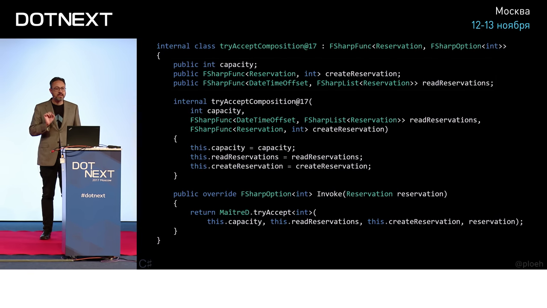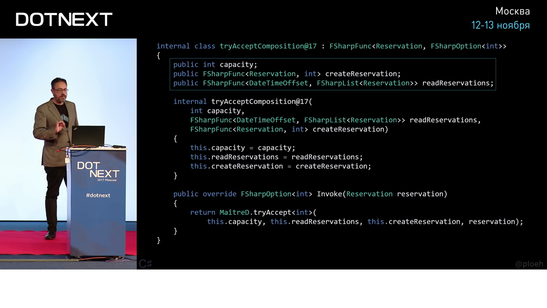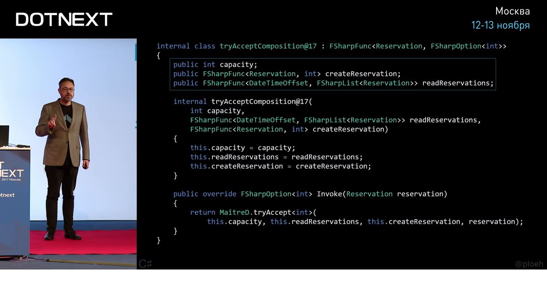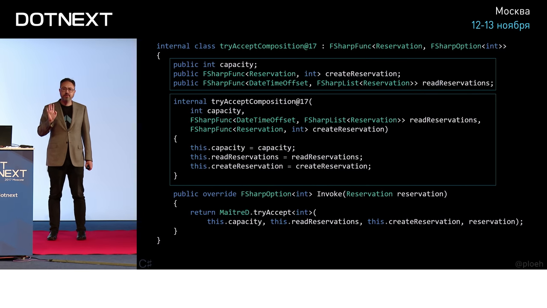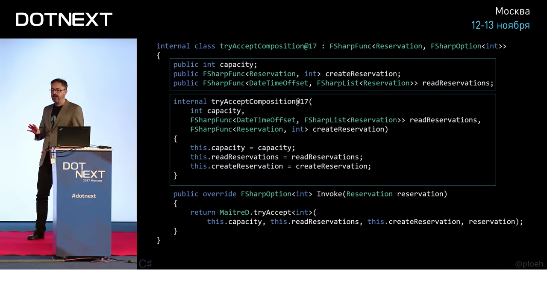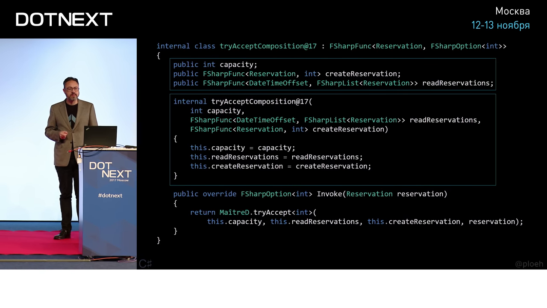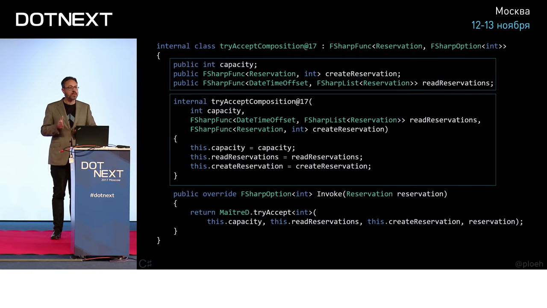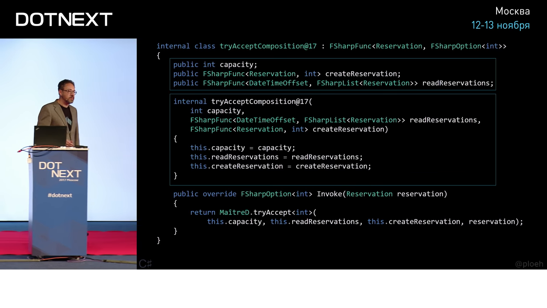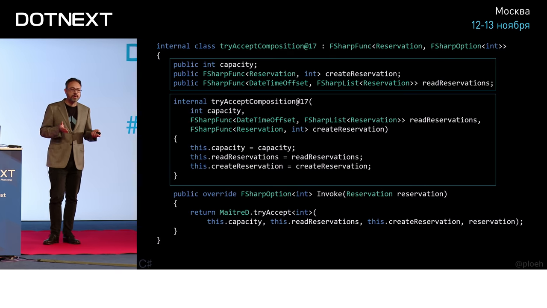First of all, the class has three fields, the capacity and two functions. The class also has a constructor that takes three arguments to the constructor and saves those arguments to the field. And then in the bottom here, there's an invoke method that basically just takes those three class fields and the runtime value, the reservation value, and it just calls into try accept, that function that took all four arguments. So this is really something that we already know how it works.